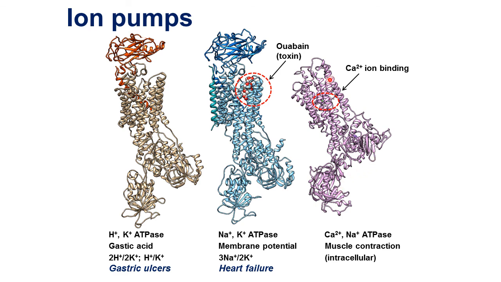And a third well-known ion pump is the calcium ATPase, which is an intracellular ion pump located on the membrane of the endoplasmic reticulum, and this ion pump is very important for muscle contraction.